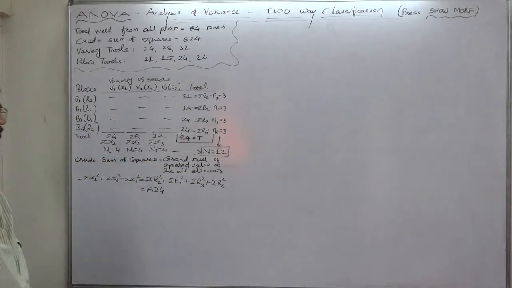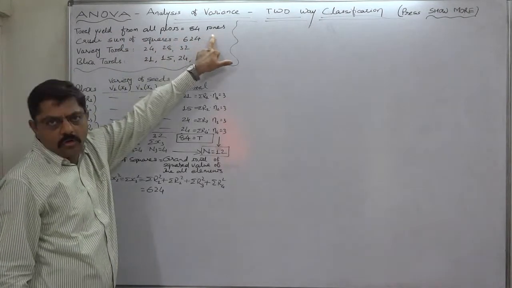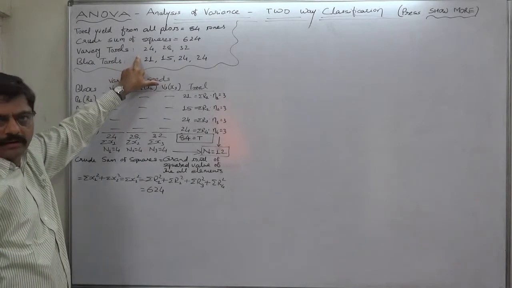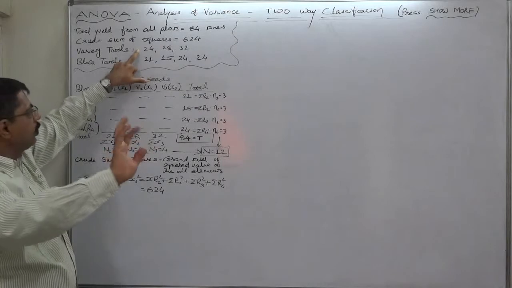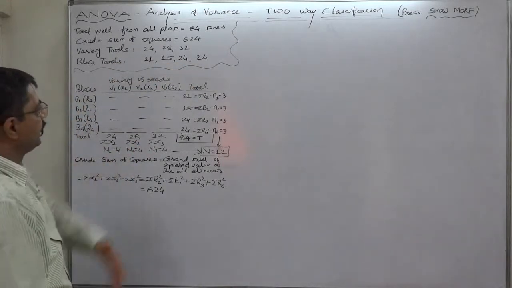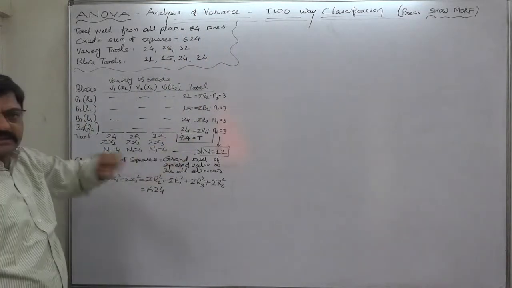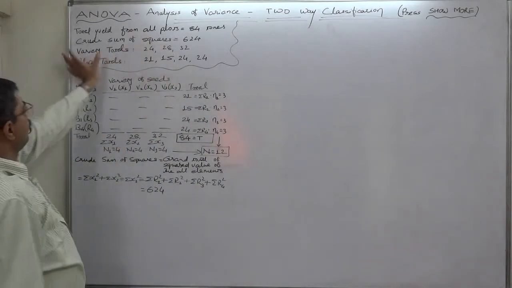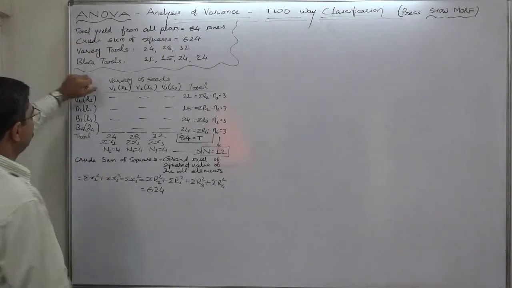Now what are the statistical data? Total yield from all plots. All plots means the total number of plots is 4 into 3, 12, because all the 3 kinds of seeds are sown on type 1, type 2, type 3, type 4. So there are total 12 plots of land and total production is 84 tons. That we shall see is T for us, but later on. Crude sum of squares 624. I shall explain the meaning of this term crude sum of squares later on.